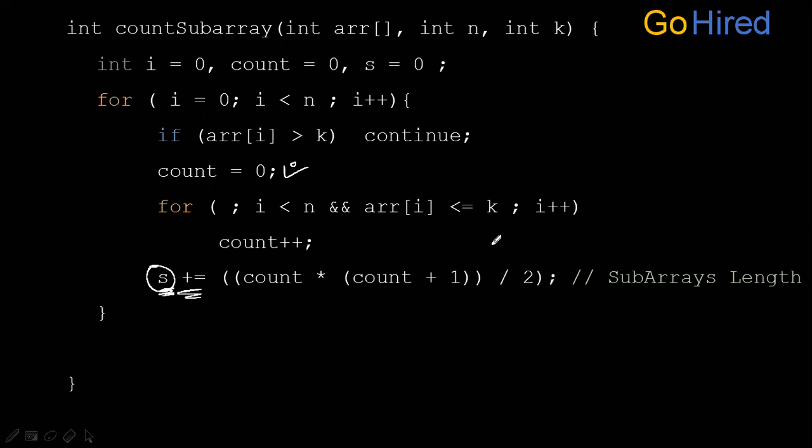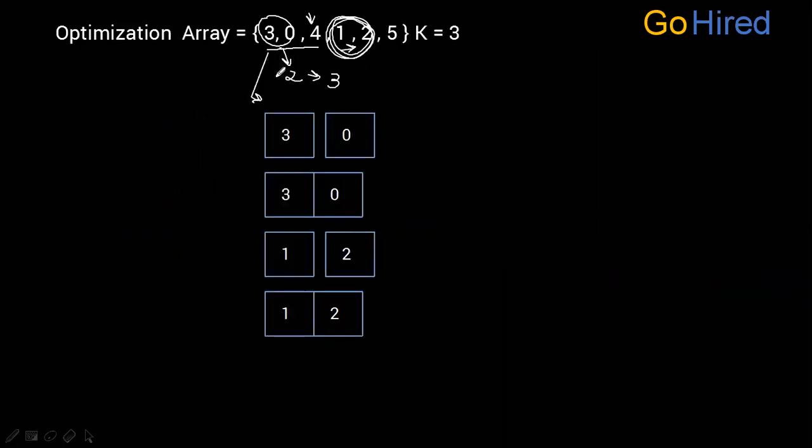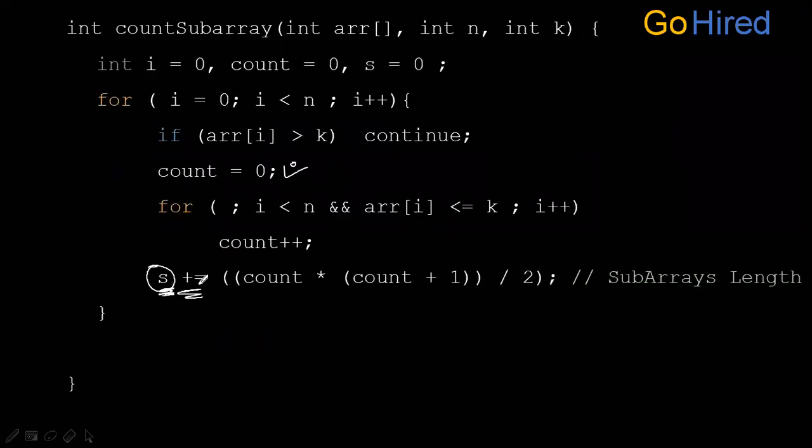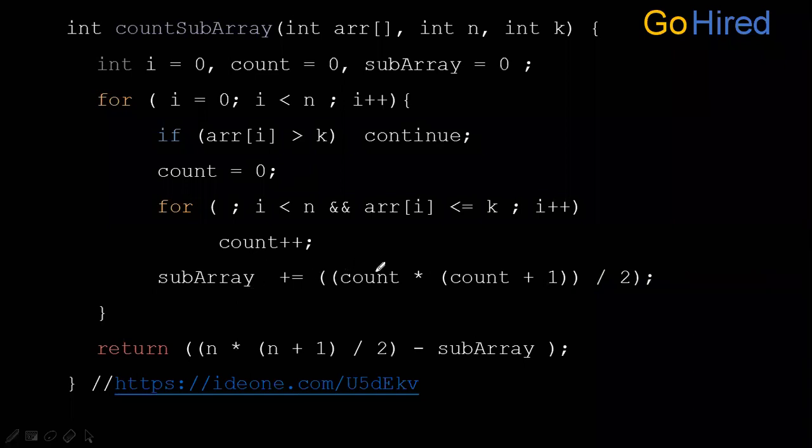Simple. So with this equation over here, we will make the count equal to 3, number of subarrays equal to 3, and we'll add it with the s plus equal to. And this should be reduced from the final total one. So for simplicity, I have taken subarray plus equal to count into count plus 1 by 2. And I'm reducing it from the total number of subarrays, which is n into n plus 1 by 2 minus subarray, and this should be in the return statement.